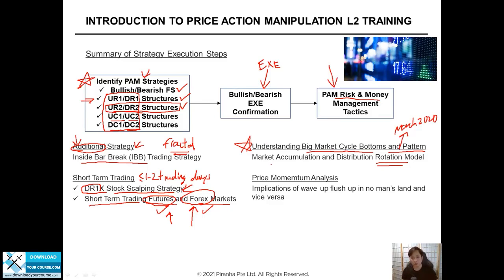And also price momentum analysis is to share with you this scenario called wave up, flush up in no man's land, and also wave down, flush down in no man's land as well. So you're going to learn what happens when prices are drifting up and have a flush up, or are in no man's land waving down and flushing down. What's the implication? Like I said, some of these things may not happen frequently, but when they happen, they give you the sense of what to do as a trader.